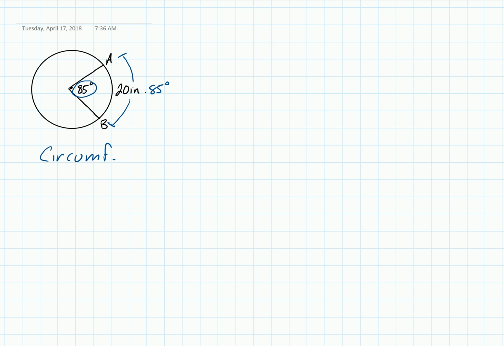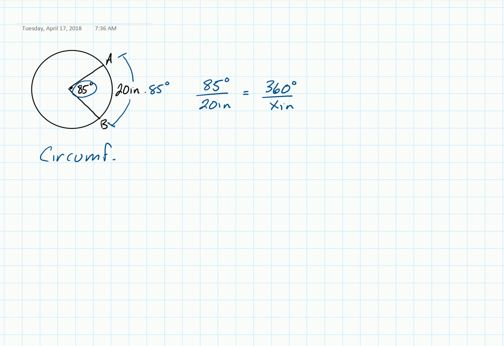And we're going to say if 85 degrees of the circle, so we'll put the degrees on top, corresponds to 20 inches, then 360 degrees of the circle would correspond with how many inches? And that would be the entire circumference. The entire 360 degrees would be all the way around. I know that 85 degrees of the circle gives me 20 inches, but what about the whole circle? That would be the circumference.